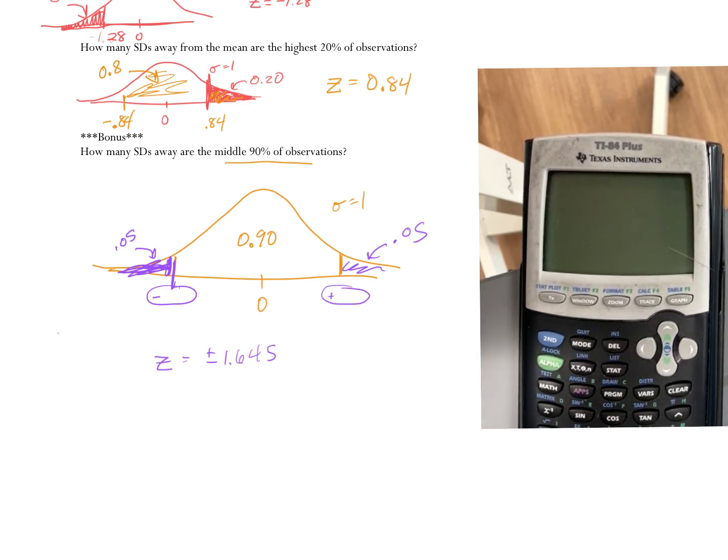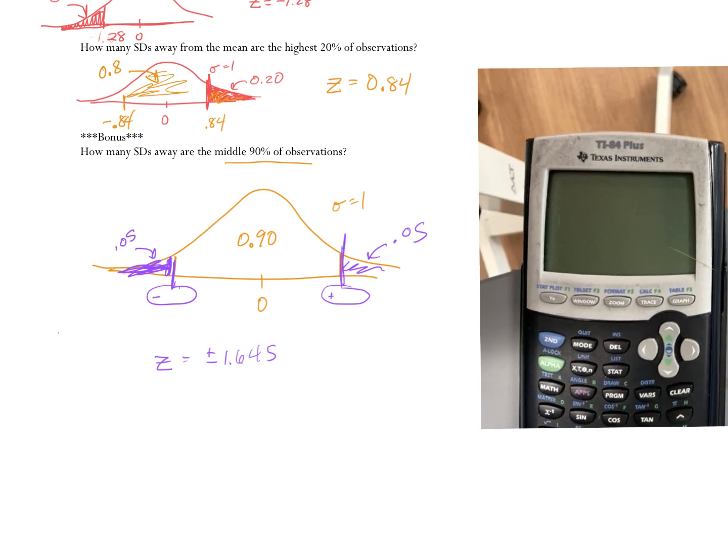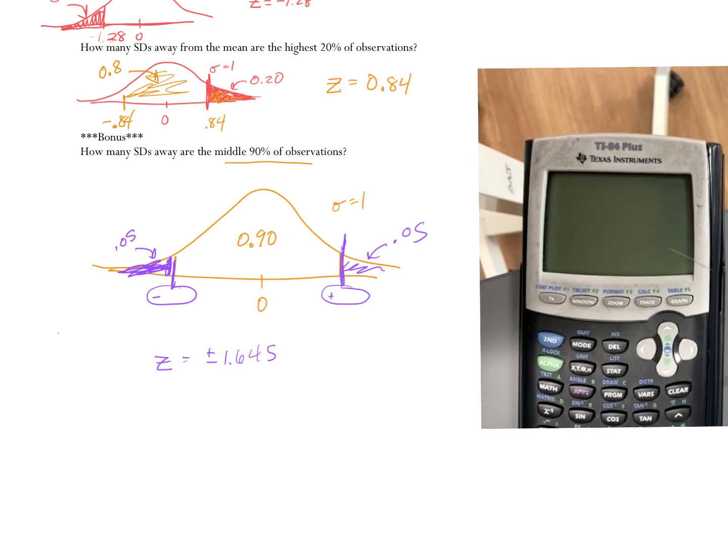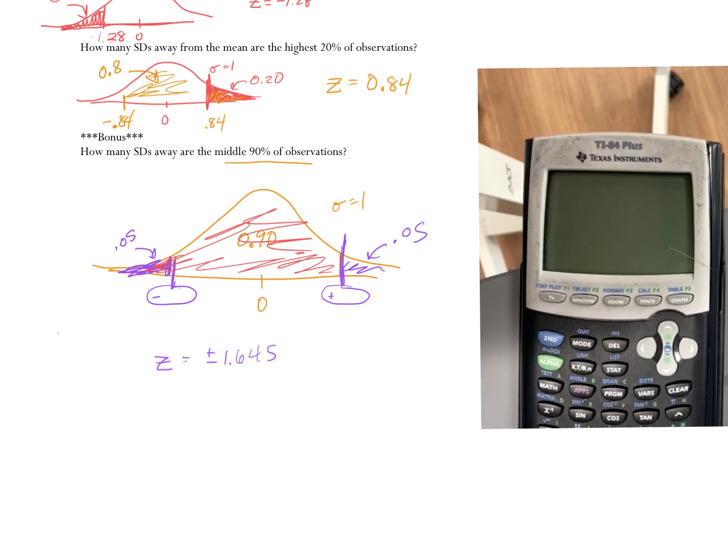So, Griffin, to answer your question of what do you plug in to find this one, you would do 0.95, because when you think of what is this total area, well, it's the 90% in the middle and the 5% on the tail, which would be 0.95, and that would get you the positive 1.645. Okay.